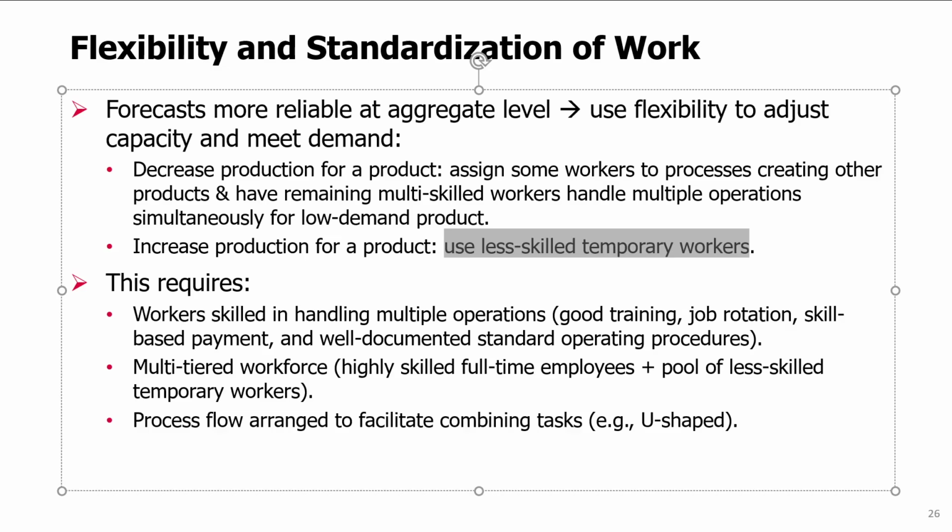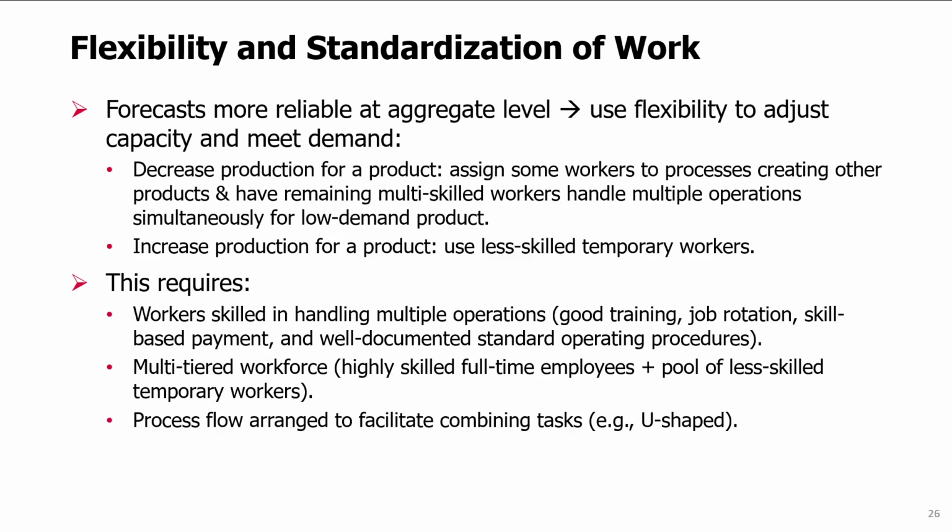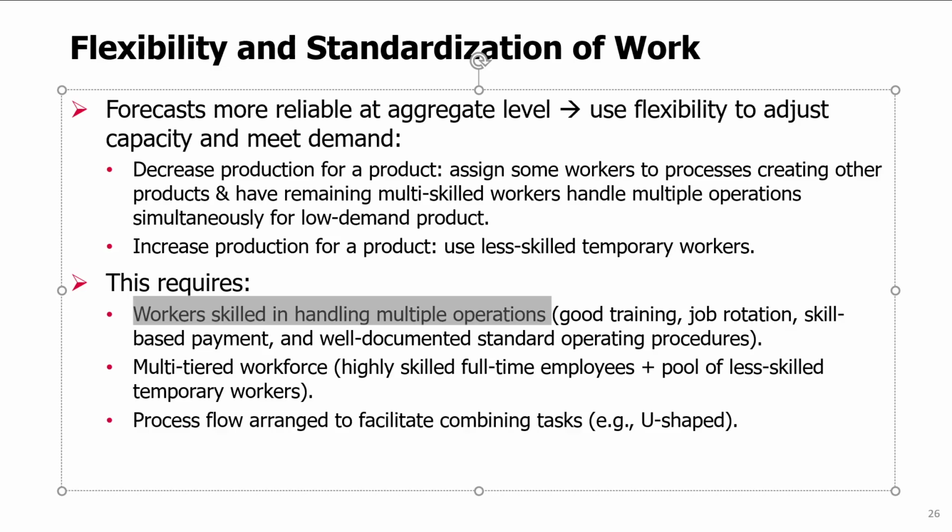This, of course, requires that we have workers who are skilled in handling multiple operations, at least some of those workers will be full-time workers. And then in order to achieve this, of course, we need to have good training. We have to have job rotation so that workers move from one job to another and learn different skills, right? We need to provide incentives. So maybe we need to pay them based on the skills that they have.